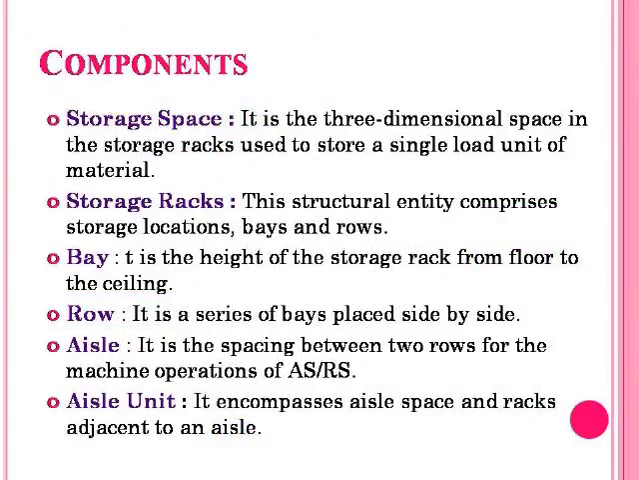The components that we have already discussed are the storage space. It is the three-dimensional space in the storage rack used to store a single load of material. Storage racks, the structural entity, comprise storage locations, bays and rows. Bay, it is the height of the storage rack from floor to ceiling. Row, it is a series of bays placed side by side. Aisle, it is the spacing between two rows for the machine operations of ASRS. Aisle unit, it encompasses the aisle space and the racks adjacent to an aisle.